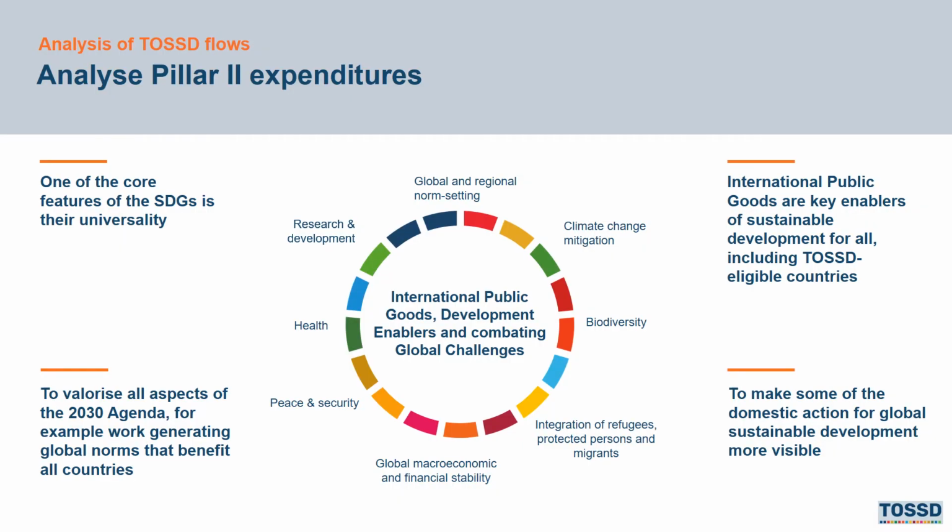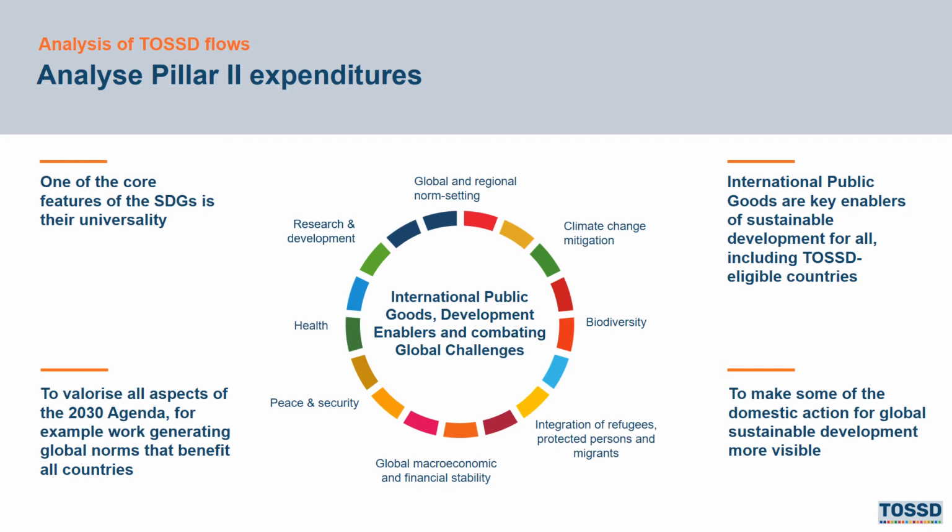So what are Pillar 2 expenditures? These are international public goods, development enablers, and combating global challenges that are not flows from one country to another country. For example, we have global and regional norm setting, climate change mitigation, biodiversity, macroeconomic and financial stability, peace and security, health, and also others.